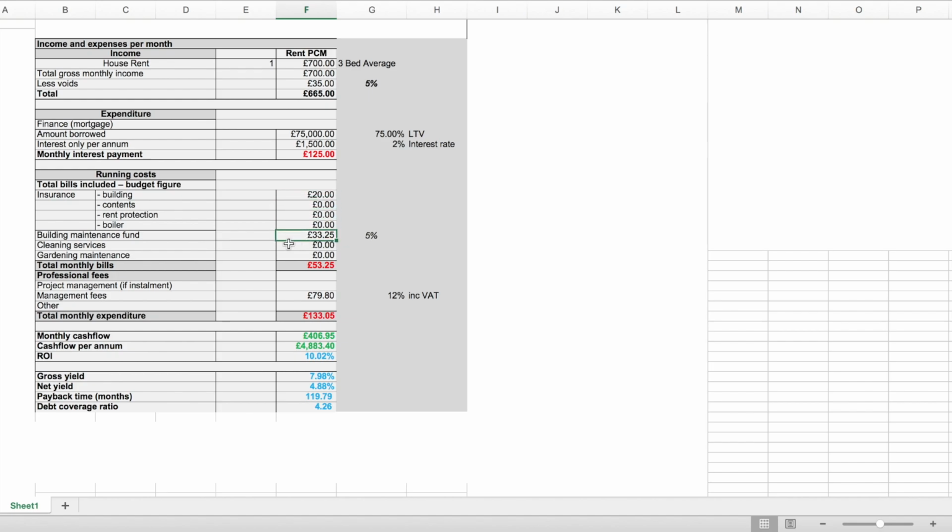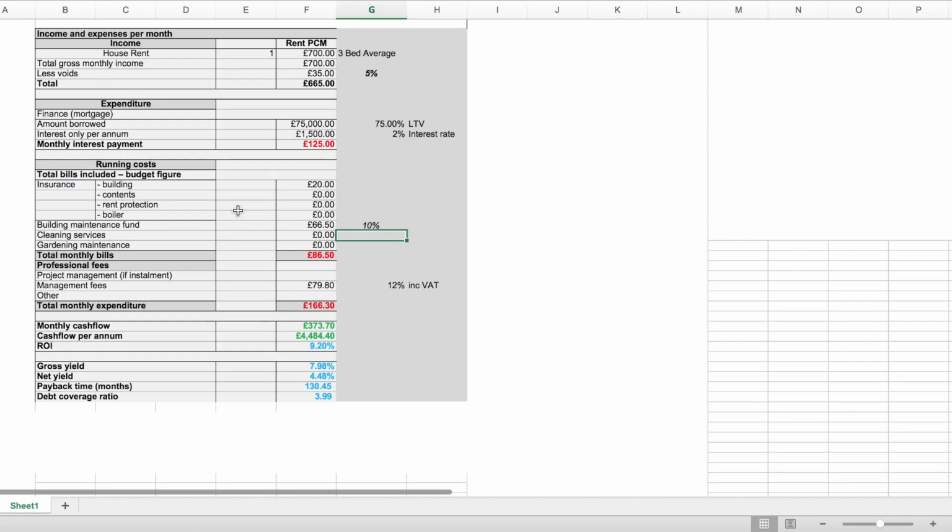Building maintenance fund. This is quite a healthy thing to do, really. Just take a percentage of the rental income, just to put to one side for any repairs. A lot of people use 10%, for example. So that goes in there. So that's added up all your monthly bills. And then you have management, so 12% including VAT.